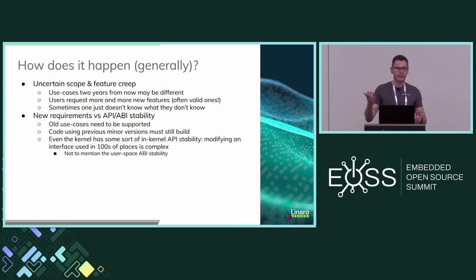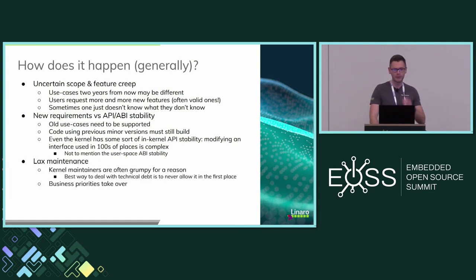And even the Linux kernel, which, as I said, officially does not have any stability: if you have 1,000 users of a function, then changing that function to something new is not going to be that easy. And then you have the user space ABI in the kernel, which officially never changes, which will lead us to introducing new ABIs instead of removing or modifying old ones.